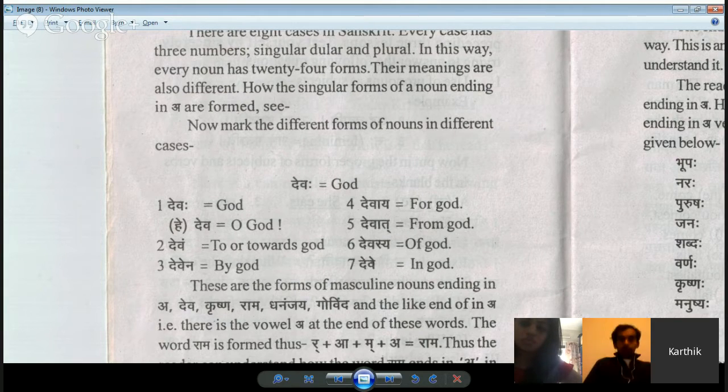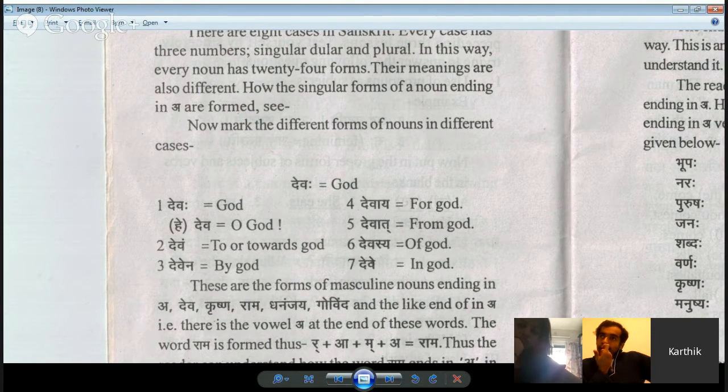You have seen it when we use it with Namaha, right? That is a common place you would have seen this Aya form: Devaya, Ramaya, Krishnaya, Shivaya, Narayanaya. That is Chaturthi Vibhakti. Next is Panchami Vibhakti. Panchami Vibhakti for Deva is Devat. Devat means from God.